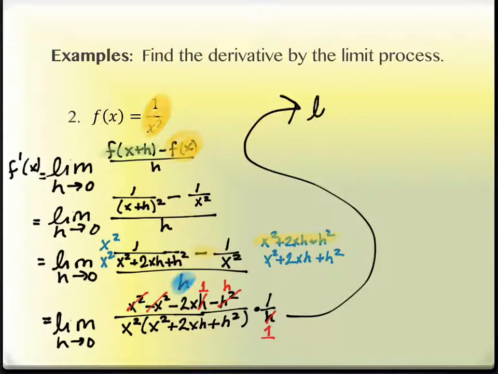Okay, still haven't dealt with my limit problem, so limit as h goes to 0. Somebody help me out. What am I left with in the numerator at this point? I've canceled a bunch of stuff, so what still remains? Negative 2x minus h. Is that good for everybody, for my numerator? Yep. And the denominator in factored form still looks like x squared times x squared plus 2xh plus h squared.